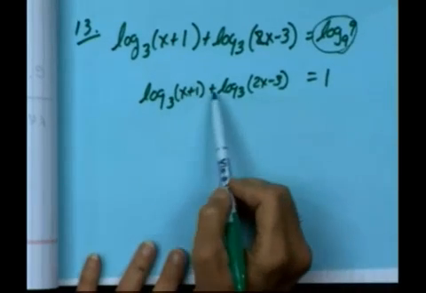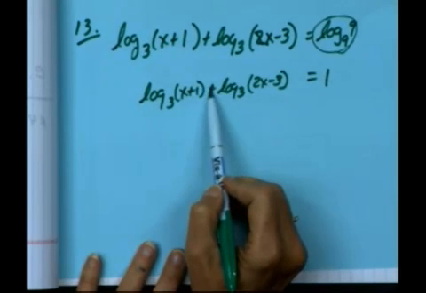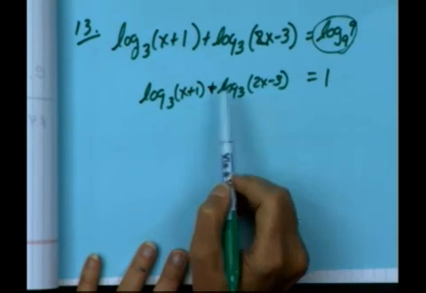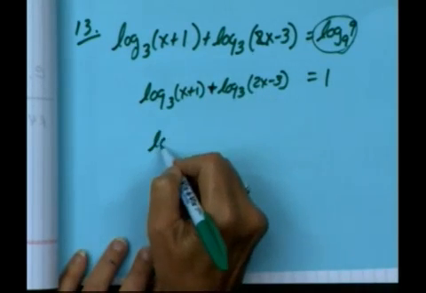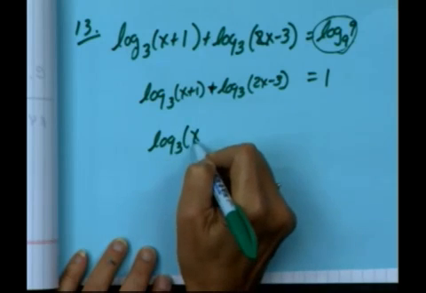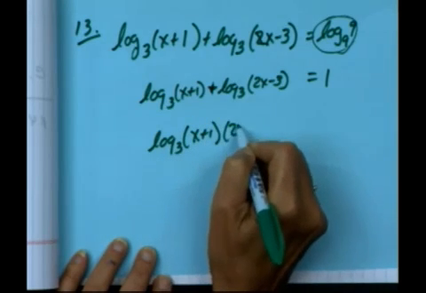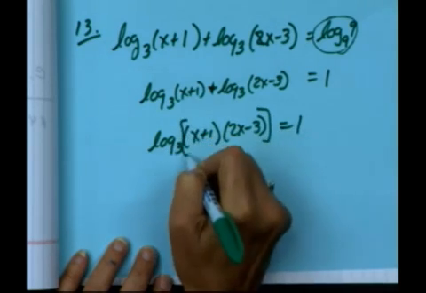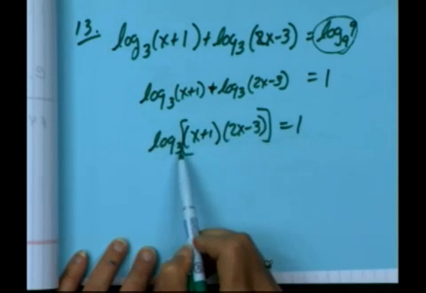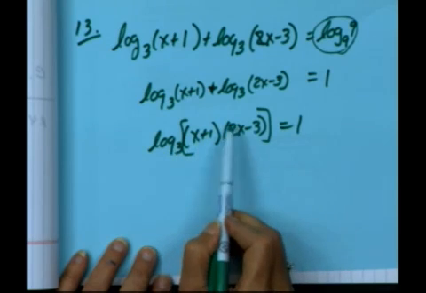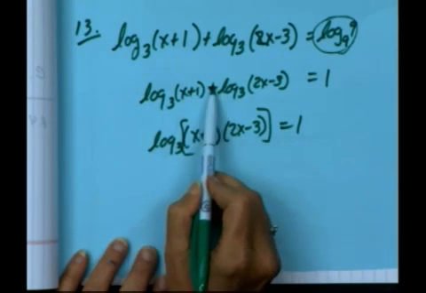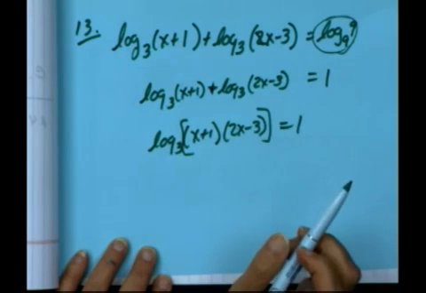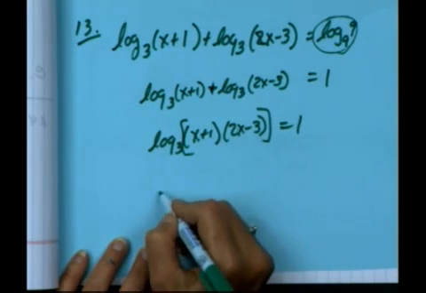Okay, so what property can I use to get rid of this plus that's right here? Okay, so we're going to have log to the base 3 of x plus 1 times 2x minus 3 equals 1. Okay, I'm using the property that the log to the base a of m times n is log to the base a of m plus log to the base a of n. Everybody remember that property?